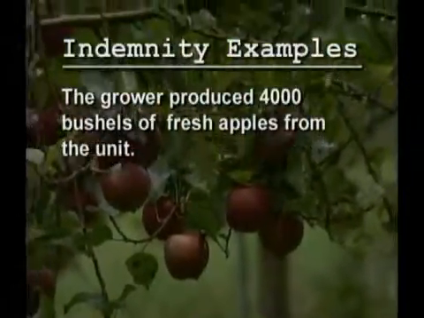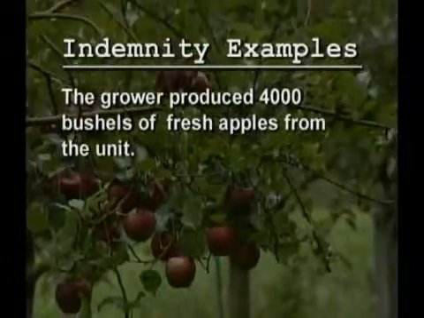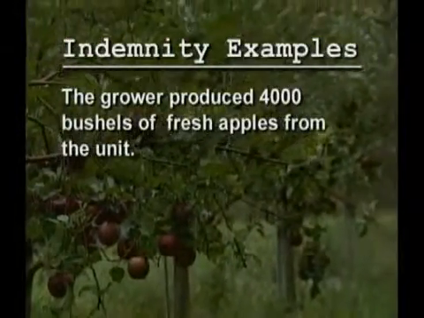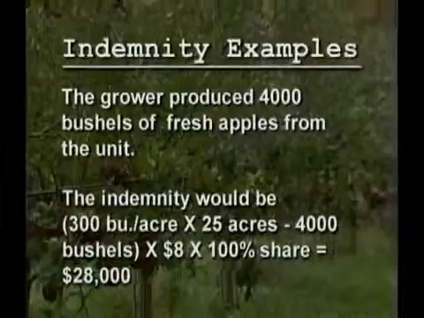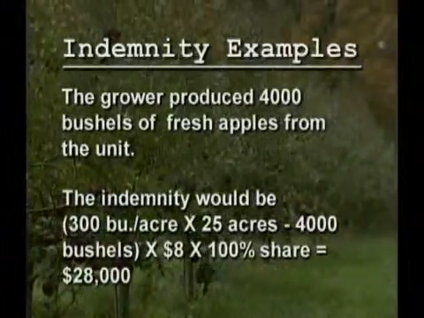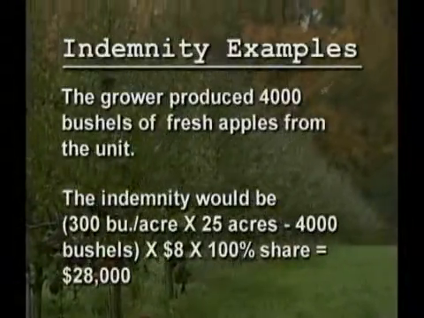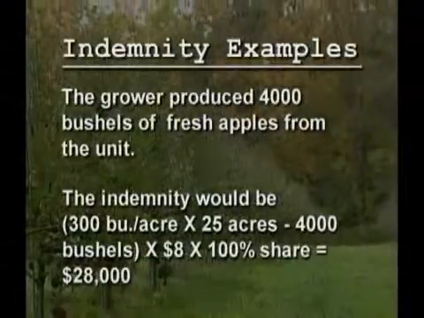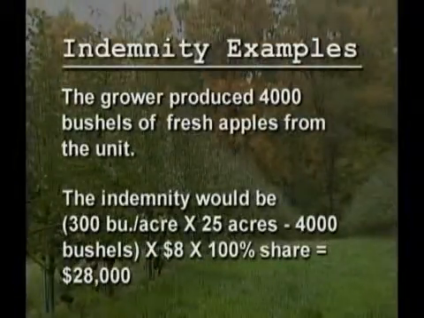Using the same values from the previous example, assume the growers only produce 4,000 bushels of fresh apples from the unit. The indemnity would be 300 bushels per acre times 25 acres minus 4,000 bushels, times $8 times the 100% share, resulting in $28,000. How does this compare to other crops? Most crops follow the same procedures. We have an onion grower with us today. Let's go to Chris Pawelski.